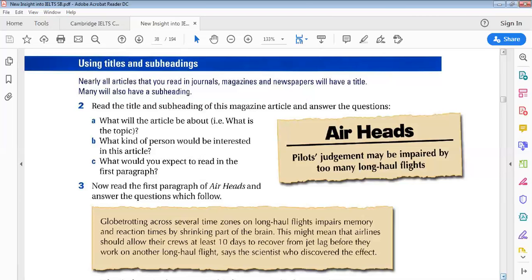Okay. The article is about reading, or perhaps reading too little to provide information, with limited details: how long the flight is, is it a flight, is it a simulation, more detailed information, how too much flying might affect pilots' decision making. Pilots' judgment may be impaired by too many long haul flights. Now read the first paragraph of Harris and answer the questions which follow.